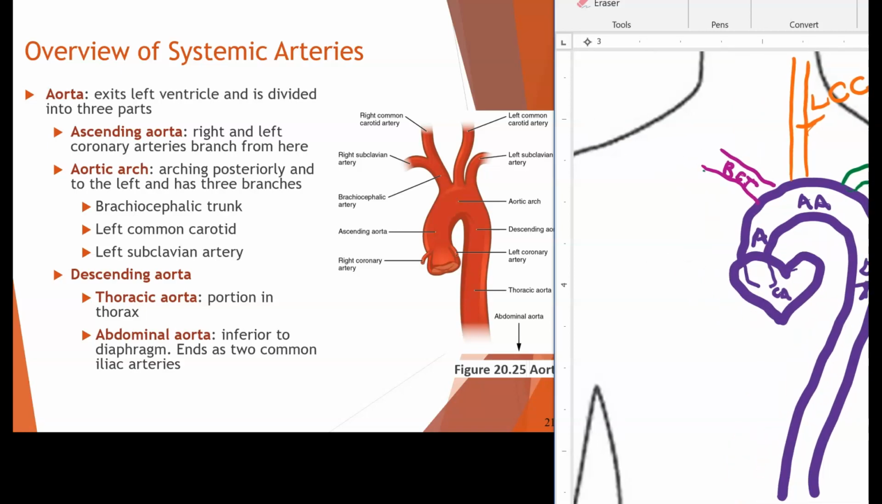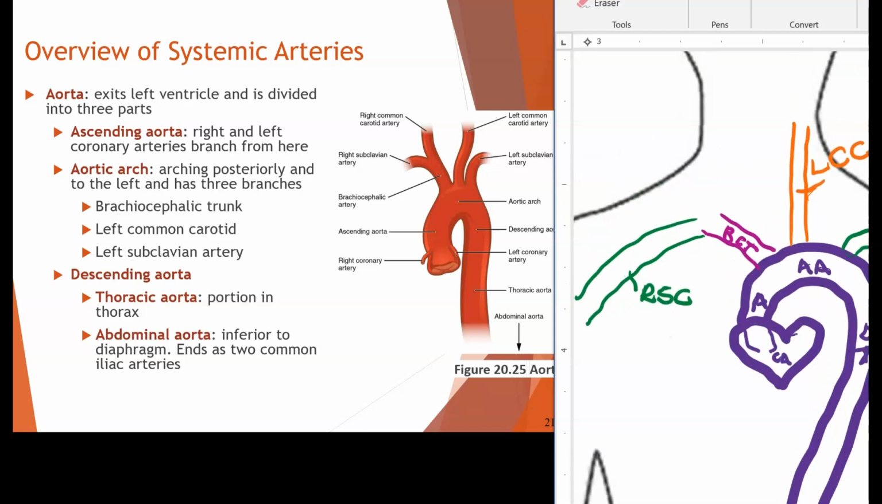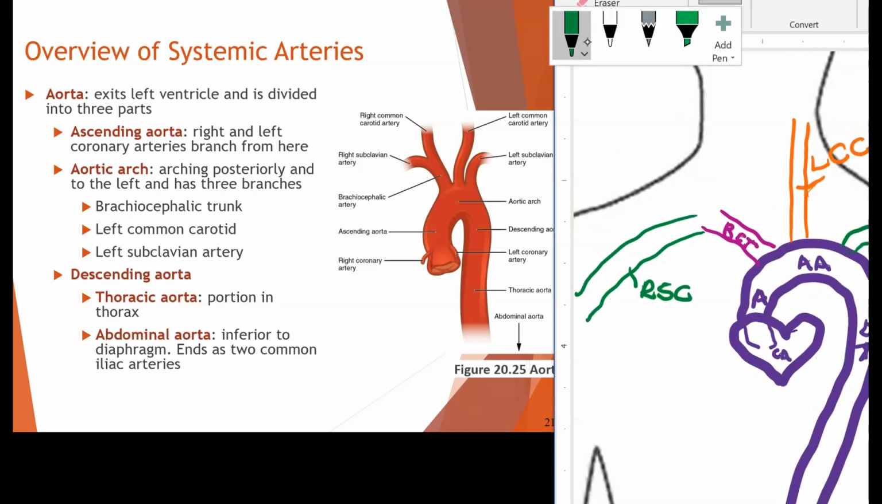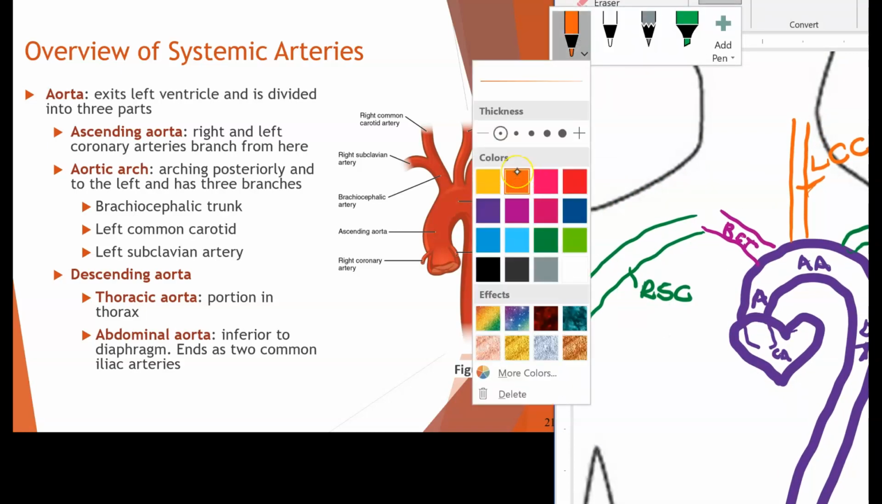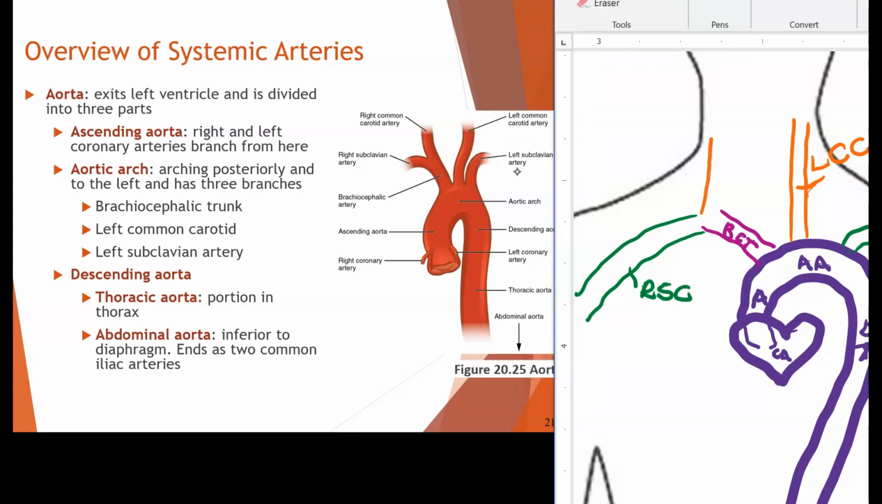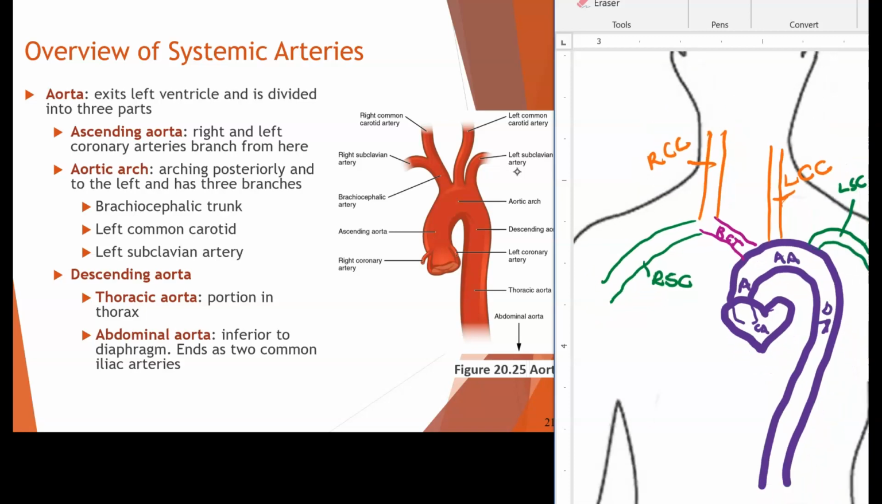So off of this trunk, we're going to go to the arm. This is going to be my right subclavian artery. Everything in the body tries to be symmetrical for the most part. So the other artery I'm going to have branching off of my brachiocephalic trunk is going to be my right common carotid artery.